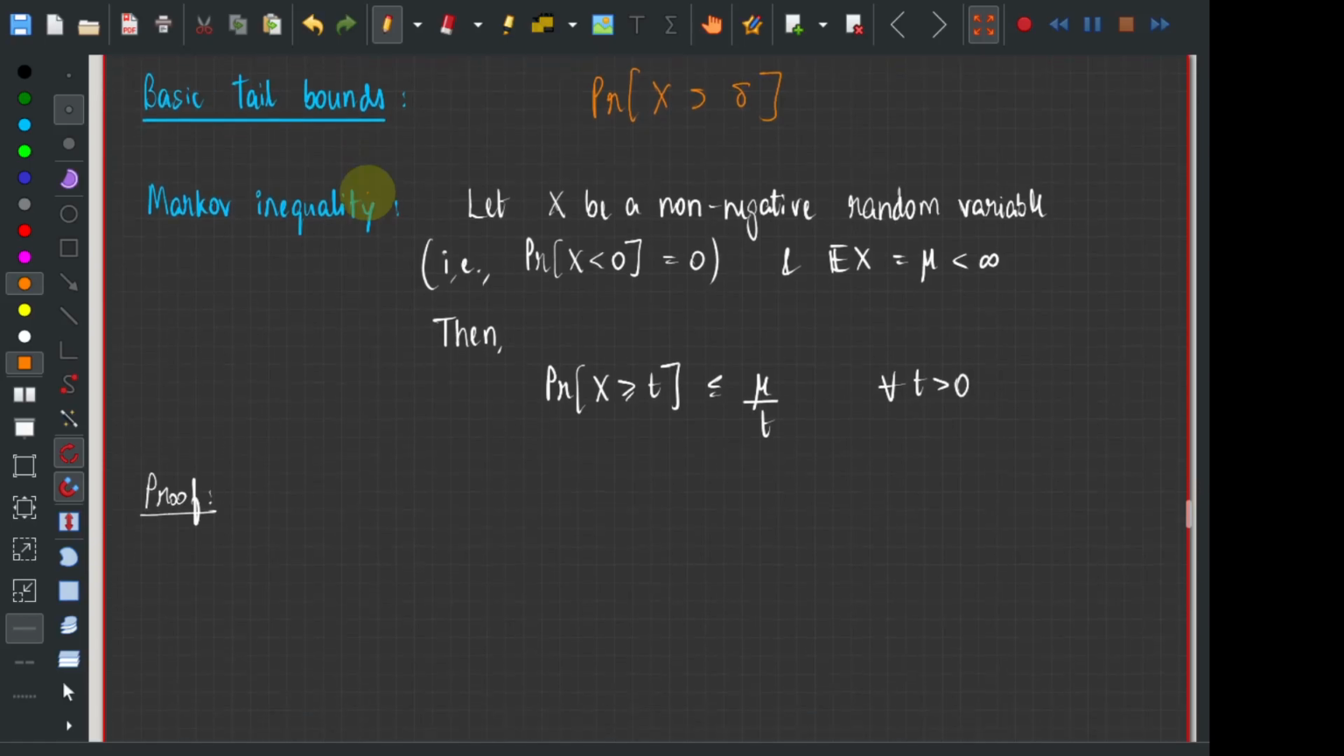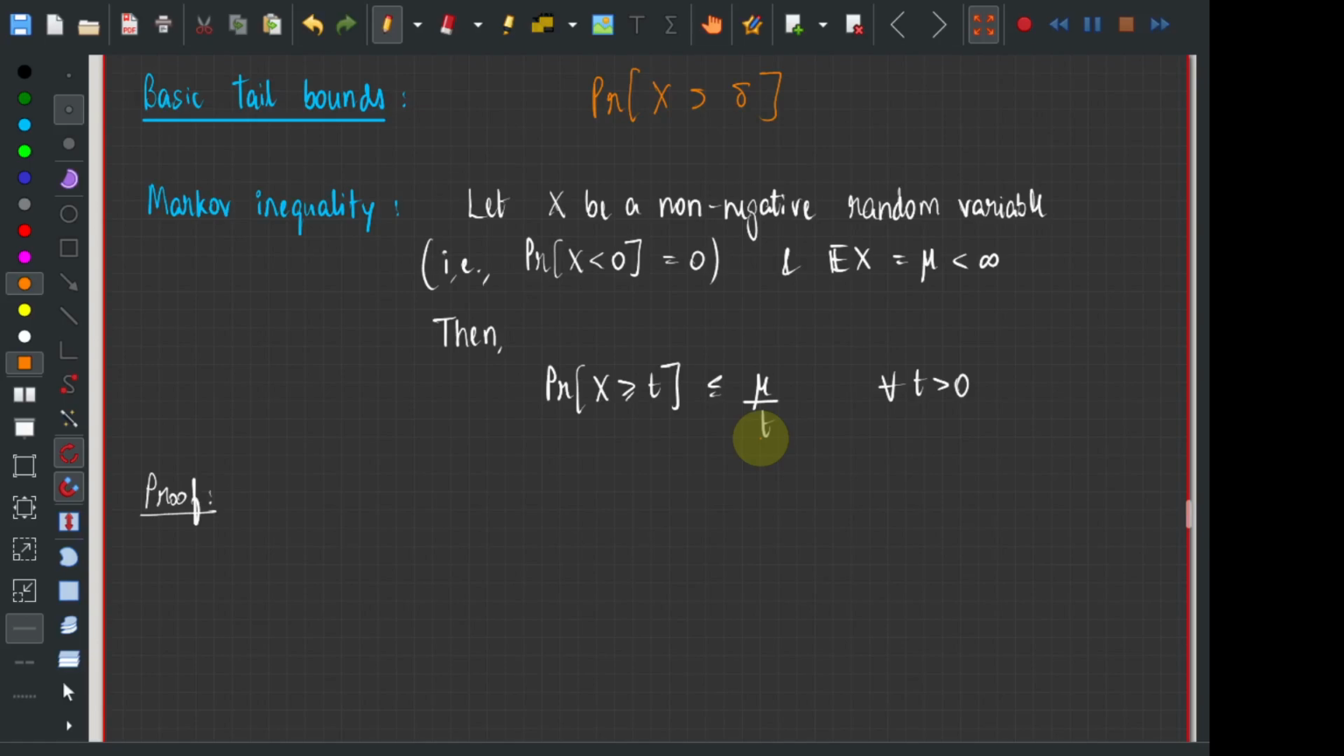Hopefully you've seen this inequality in your probability course, Markov's inequality. If x is a non-negative random variable, which means that the probability that x is less than 0 is equal to 0, and it has a well-defined mean, so the expectation of x is equal to mu, and I'll assume that the expectation is finite, then the probability that x is greater than or equal to t is less than or equal to the mean divided by t. Has anyone not seen this before?